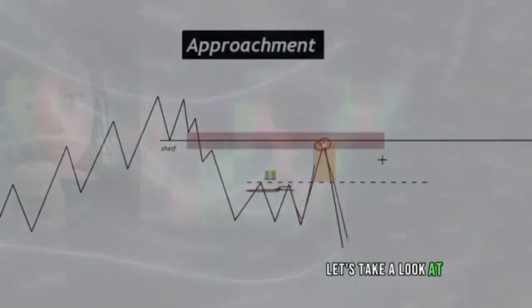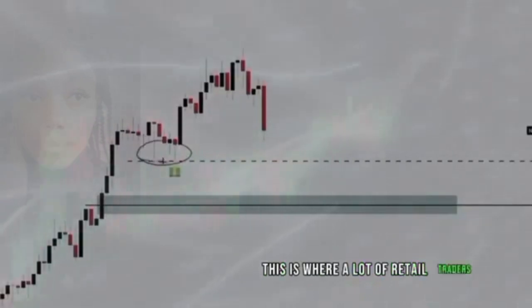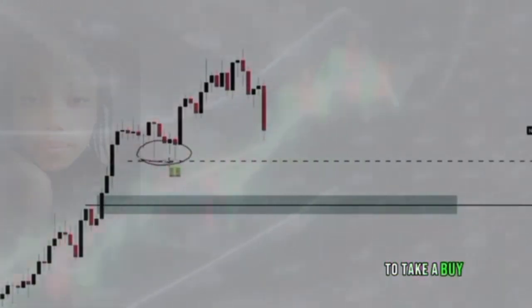So let's take a look at this example. Here you have your fair value gap, which is overlapping your shelf. And what do you have here? Here you have your inducement. This is where a lot of retail traders were incentivized to take a buy.